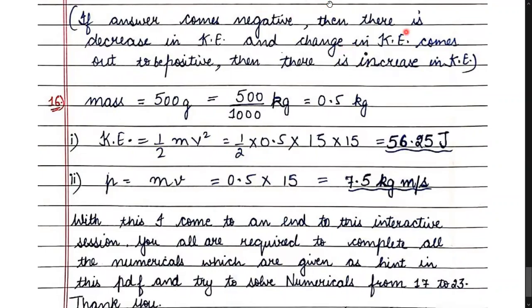But in the 16th question, one thing you have to remember is the mass. See, a cannon ball of mass 500 gram. Now this is in gram. What to do? Let's convert grams into kilograms. How to convert it? 500 divided by 1000. It becomes kilogram. So it is 0.5 kg. And then we have to find kinetic energy using the formula and linear momentum using the same formula.